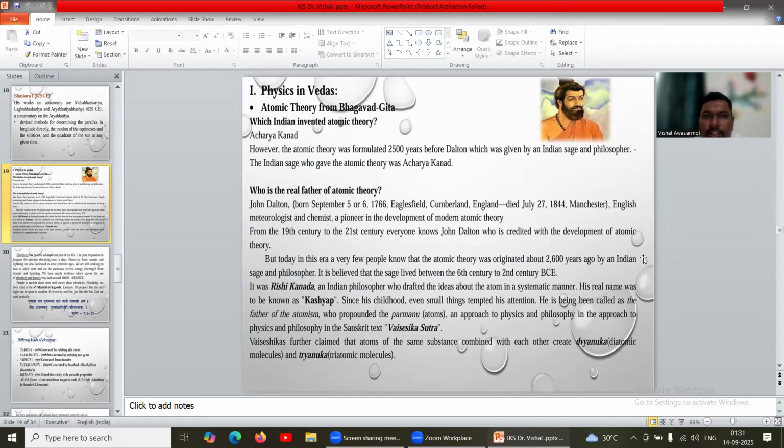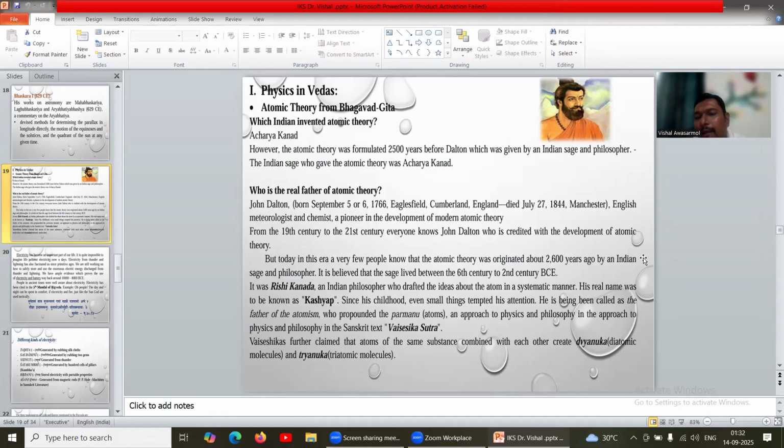Now we see the first physics in the Vedas. Atomic theory from the Bhagavad Gita: which Indian invented atomic theory? We know that Acharya Kanada. However, the atomic theory was formulated 25,000 years before Dalton, which was given by an Indian sage and philosopher. The Indian sage who gave the atomic theory was Acharya Kanada.